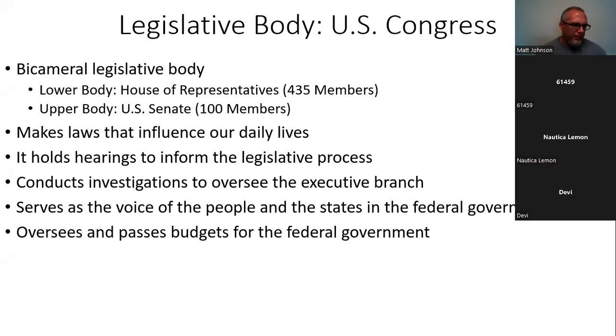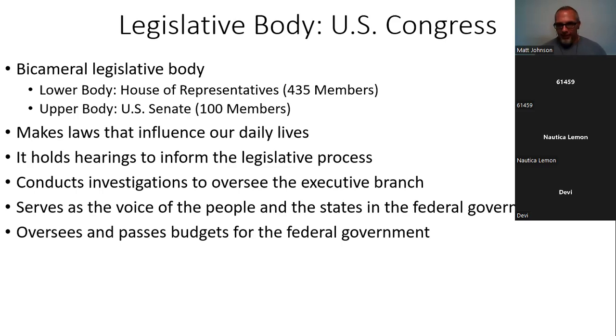And so the U.S. Congress, as I mentioned before, is a bicameral legislative body, meaning there are two chambers. There is what's considered the lower chamber, which is the House of Representatives, and there are 435 members. There are actually a few empty seats right now, but that is the max number that you will have, and we're going to talk about how that works and why we have that number and how those members are selected.